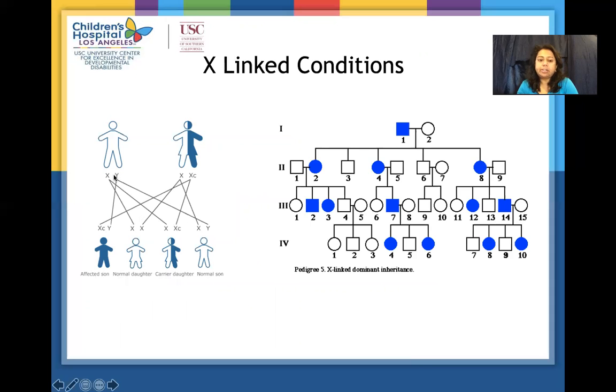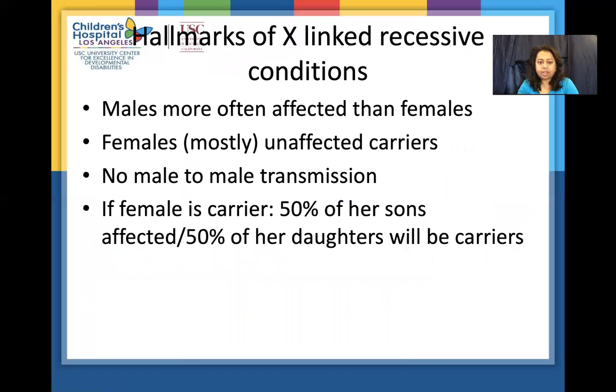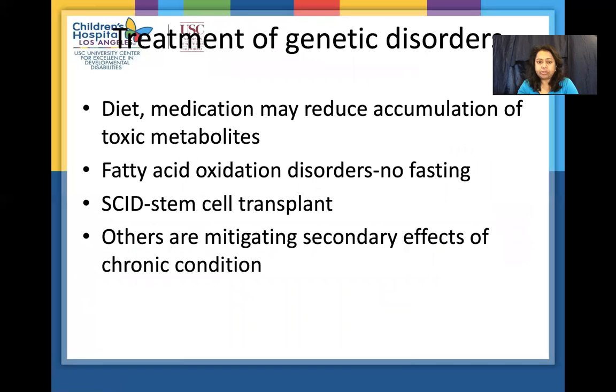With X-linked conditions, though, what we tend to see much more is that there's mother to son transmission, with daughters having a 50-50 chance of being carriers. And you don't see father to son transmission of these sorts of conditions. There's no male to male transmission.